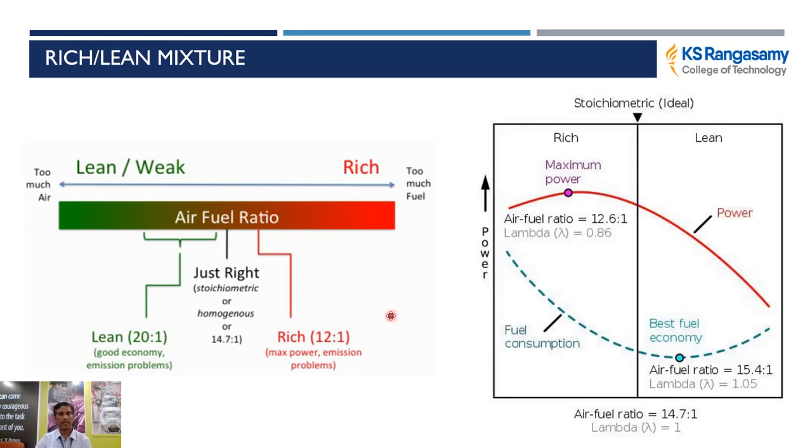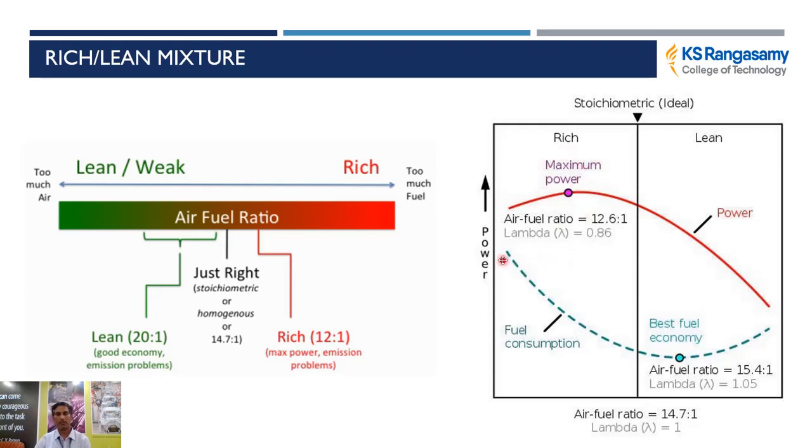In the diagram, we can easily understand where we can use the rich fuel and where we can use the lean fuel from the running condition of the vehicle. Whenever we need maximum power, we have to use the rich fuel. Diagrammatically, that is 12.6 to 1, which is lesser than the stoichiometric air fuel ratio. So it comes around in this band. It is called the rich mixture, where we can get the maximum power.